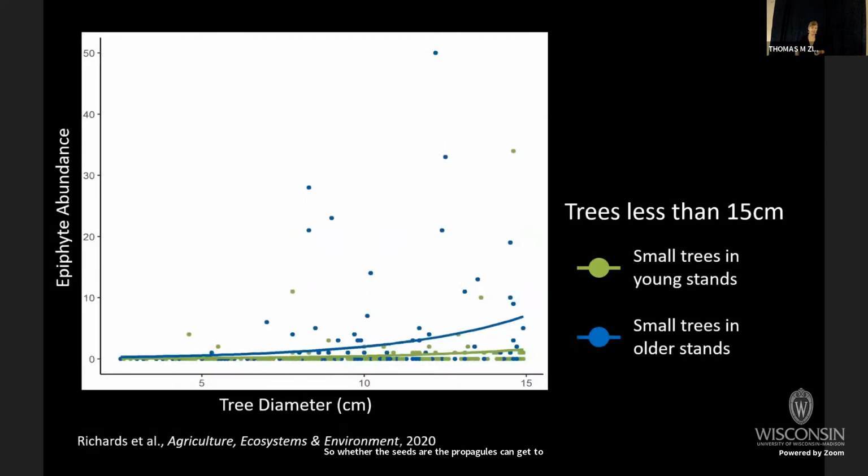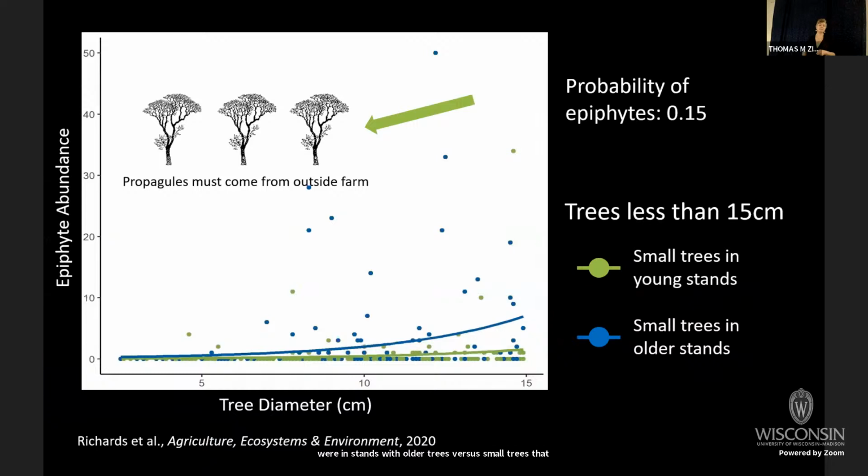So I looked at that using my data, and I split the trees into two groups. I took trees that were smaller than 15 centimeters, so young, small trees. And I looked at the small trees that were in stands with older trees versus small trees that were in stands with just each other. And I found that small trees that were in all small tree stands had a very low probability of hosting epiphytes because the propagules had to come from outside of the farm.